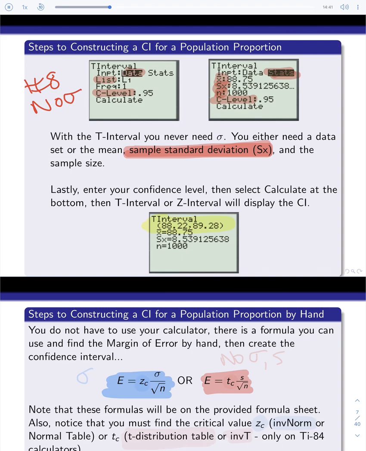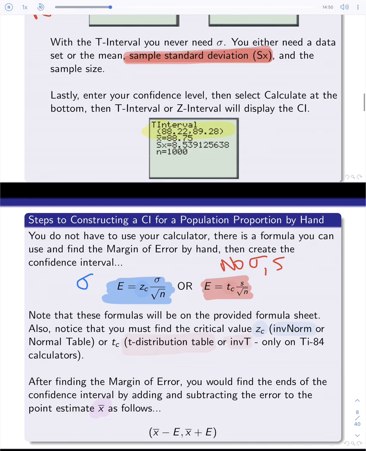And again, remember, it's all based on whether you have sigma or you don't have sigma, you've got S, a sample standard deviation. However, notice, if you're going to do the formula by hand, that means you're going to have to find a critical value for Z, which means you're going to be using your inverse norm function on your calculator. Or if you're using the error formula for T's, then you have to use your inverse T function on your calculator. As a warning, the inverse T function is only available on the TI-84 calculators. I don't believe it's on the TI-83.